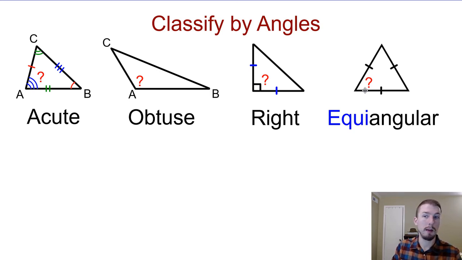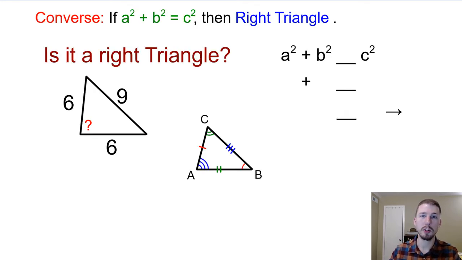And if they're all the same, if they're all 60 degrees, in other words, then it would be equiangular. So the converse of the Pythagorean theorem tells us that if a squared plus b squared is equal to c squared, then it must be a right triangle. So let's determine if this is a right triangle.